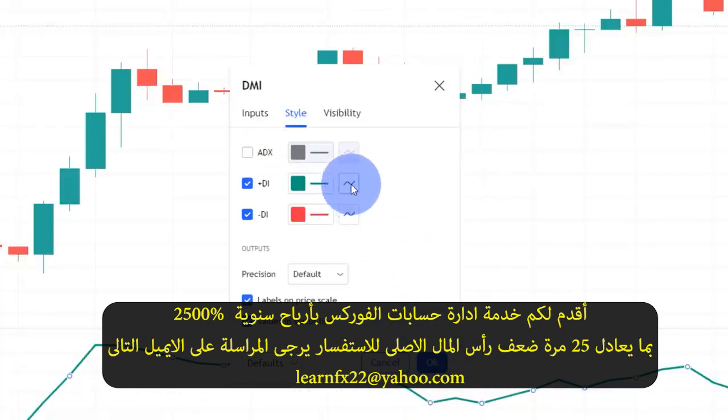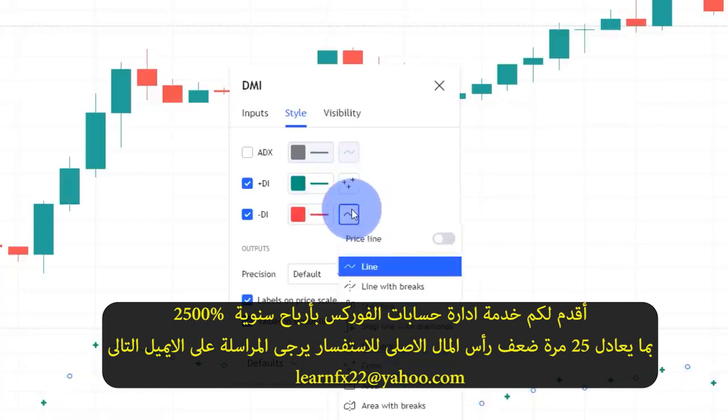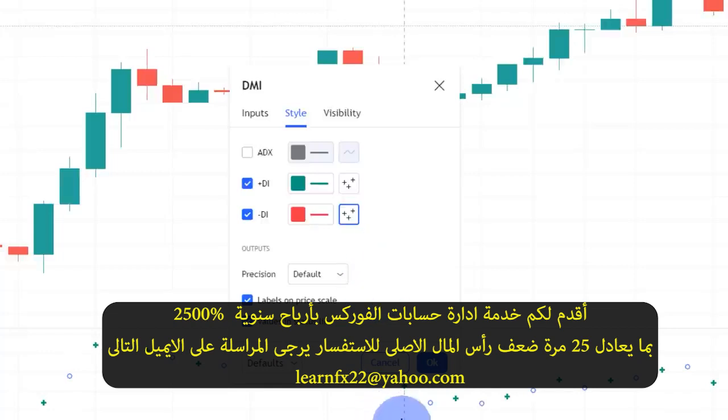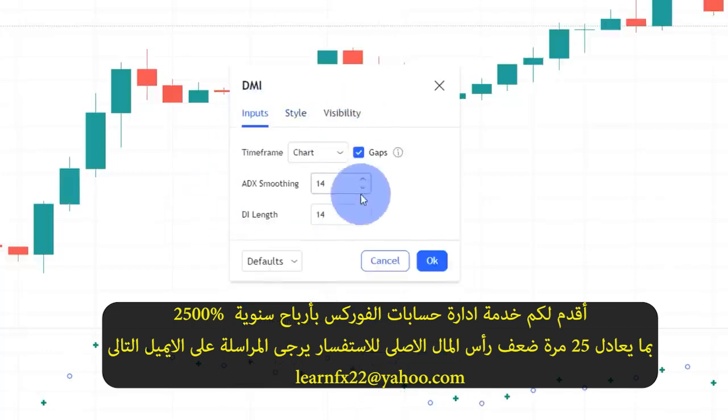Also, what is really helpful is instead of looking at a line graph in the beginning, we go to the cross and here as well. So now we see the exact value. Also, the default setting, as you can see, is 14 periods. So ADX looks at the last 14 candles, which is good when it comes to making trading decisions.